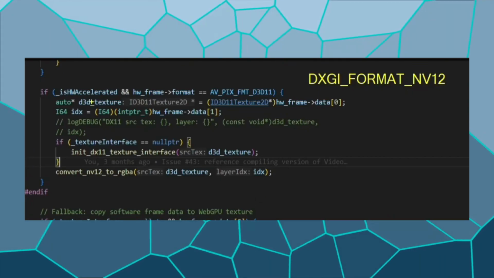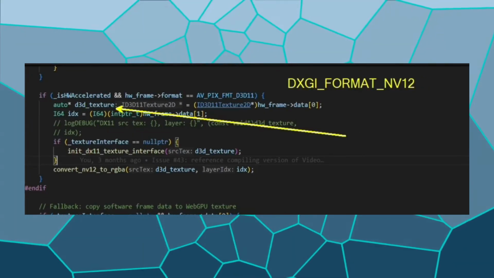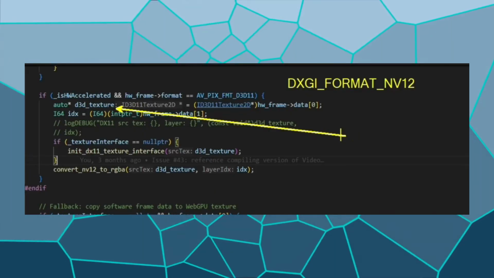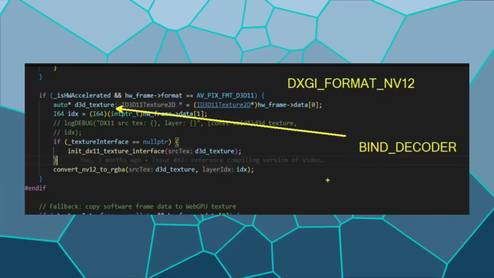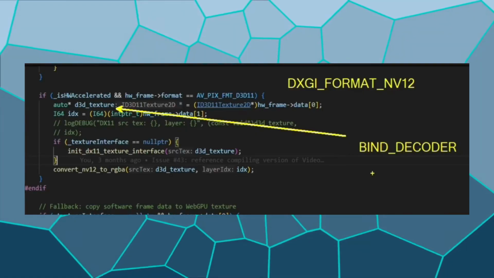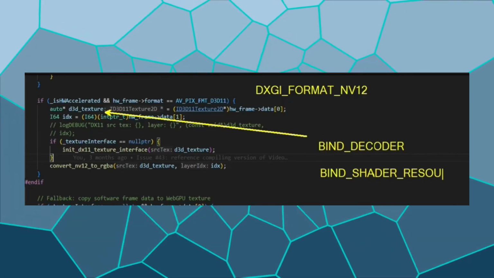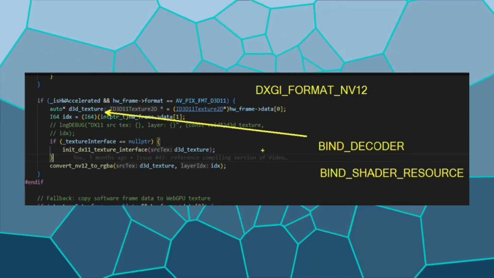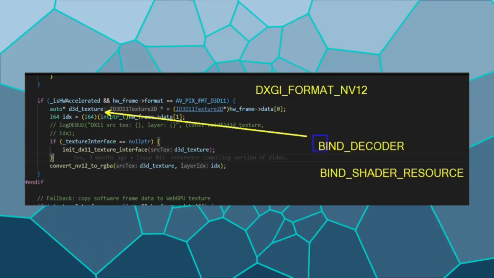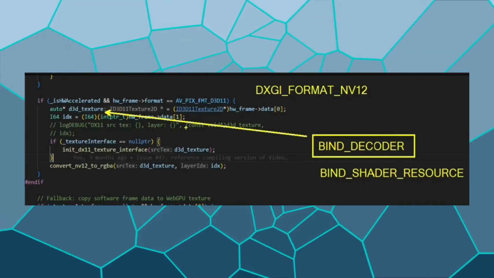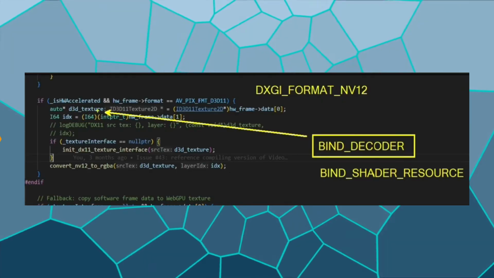Next, the generated output that we retrieve here, this D3D texture, is actually constructed with the bind decoder flag. Again, that's a problem because this flag is not compatible with the bind shader resource flag, which you would normally use to be able to do something with this texture when you use it as an input for some kind of shader. And this flag is specified to indicate that the texture is really optimized for the video decoding processing on the GPU.